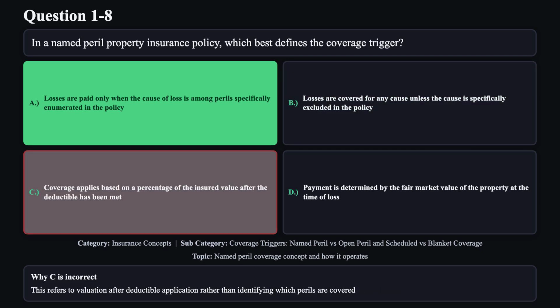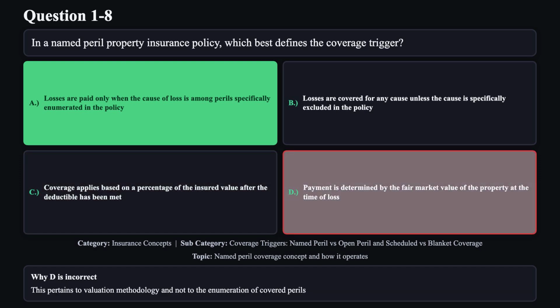Reason C is not correct. This refers to valuation after deductible application rather than identifying which perils are covered. Reason D is not correct. This pertains to valuation methodology and not to the enumeration of covered perils.